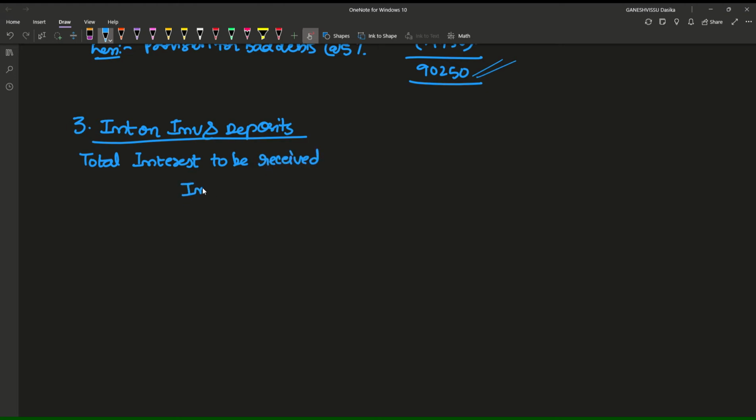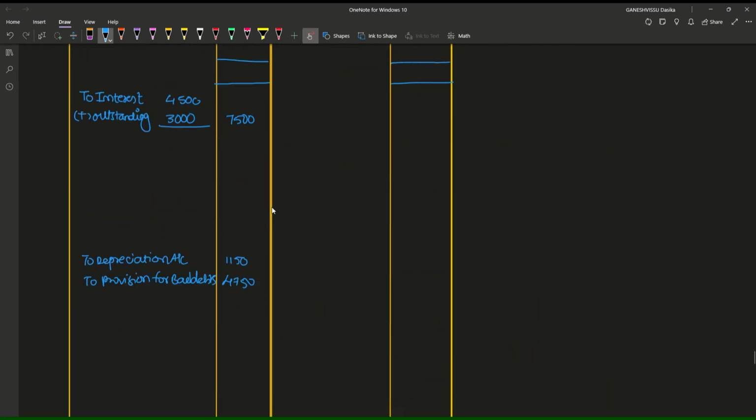Here I am writing investments, because we have been given investments separately and deposits also separately. For investments, what is the amount of interest to be received, and for deposits also, what is the amount to be received? Let us see.